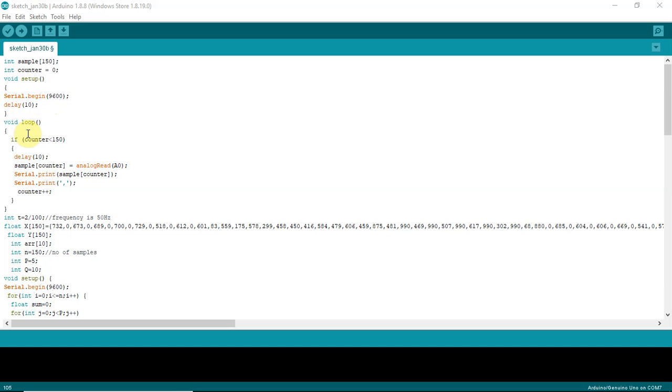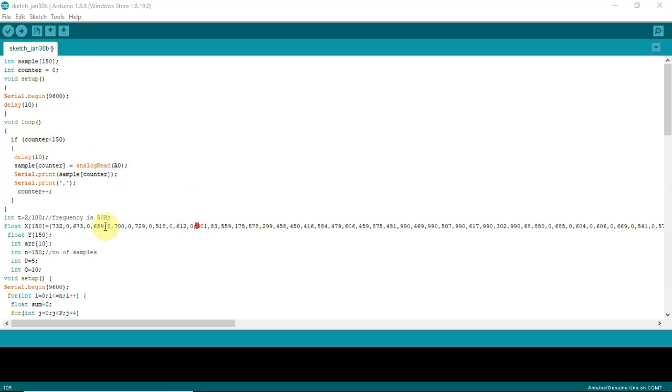Inside the loop we write an if command: if the counter is less than 150, delay 10 milliseconds, and the counter reads analogRead, which is the command for collecting the sample at the A0 pin of the Arduino. Simple. Then we collect the sample at the counter index from the A0 pin, and increment the counter by 1. Initially it is 0, and it goes on increasing up to 150, so we can collect all these samples.